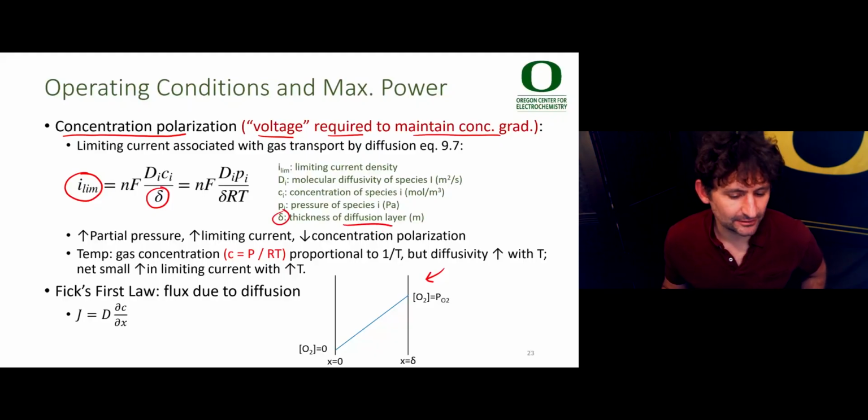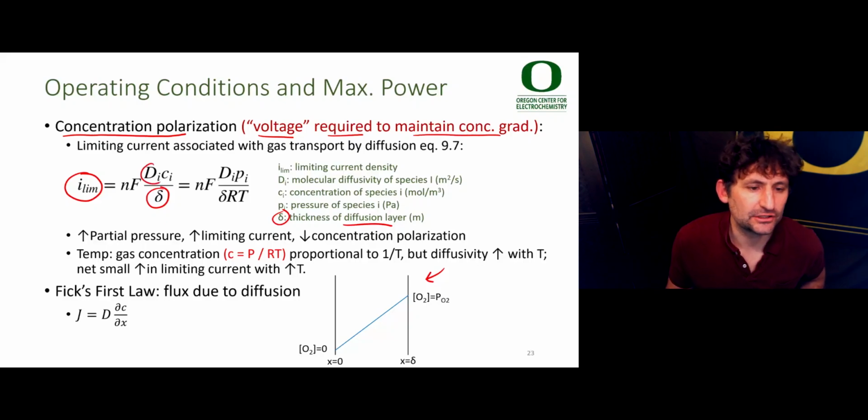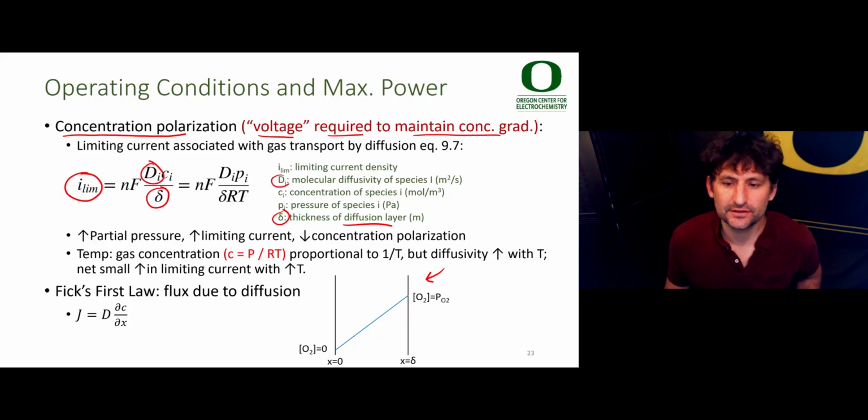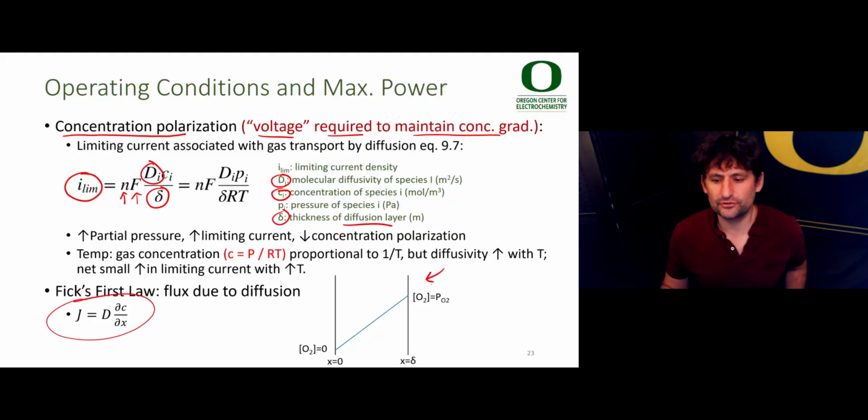We called that the stagnant layer last term in Bard-Faulkner Chapter 1. It's related to the diffusion coefficient of the species, the concentration of the species, n, the number of electrons transferred, and Faraday's constant. This is essentially Fick's first law, governing flow due to diffusion. The concentration at the edge of the diffusion layer is set by the bulk concentration, the partial pressure of O2 in the incoming gas stream.